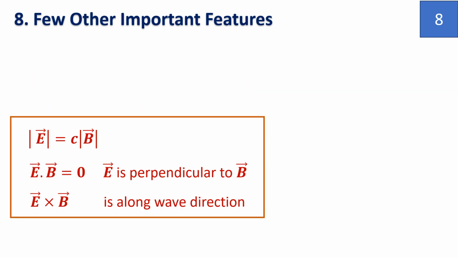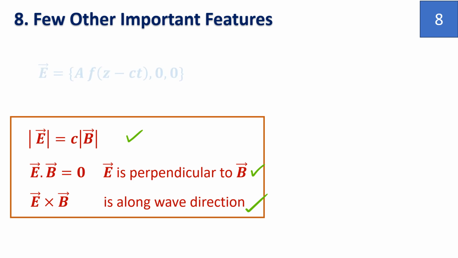Before we create a final picture, let us see some other features that can be easily concluded. First, the electric field is c times B. Secondly, E is always perpendicular to B. And the last is that the electric field is oriented with respect to the magnetic field in such a way that it provides a clue to the direction of the wave. Mathematically speaking, the cross product of vectors E and B is in the direction of the wave. We can use any of the examples mentioned in this video to prove it.